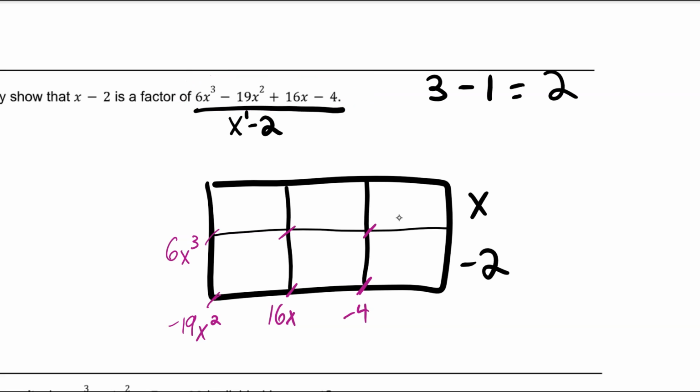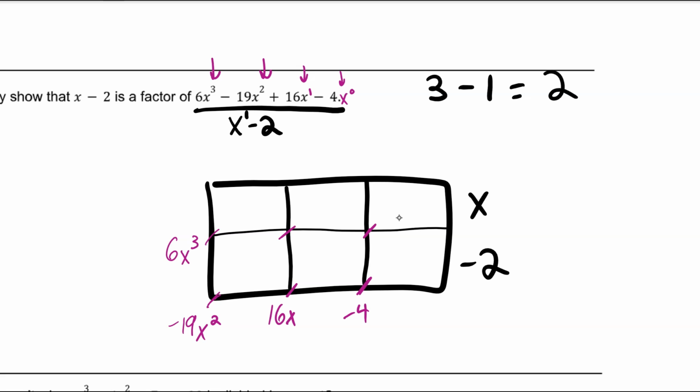Now, it's important to keep in mind that you have all of your degrees accounted for. This is a degree 3 term, degree 2, degree 1, and technically that last term is a degree 0. So everything from 3 to 0 is accounted for here. If, for example, there wasn't an x squared term, I would just make sure to include a placeholder there.